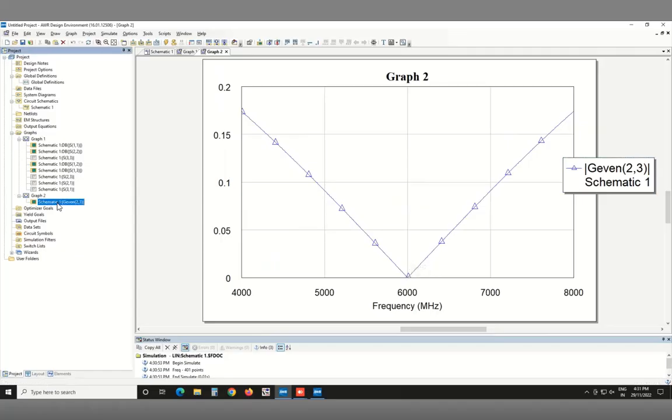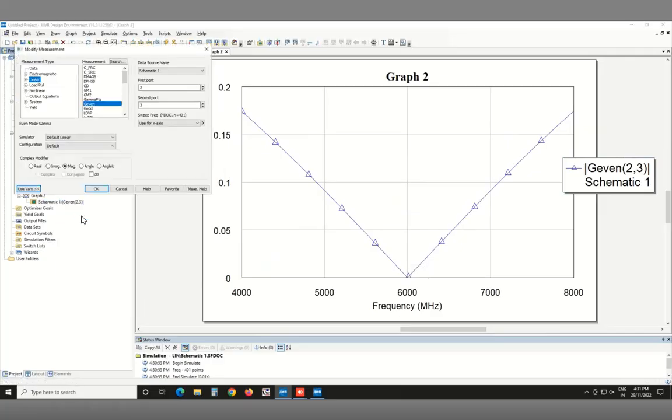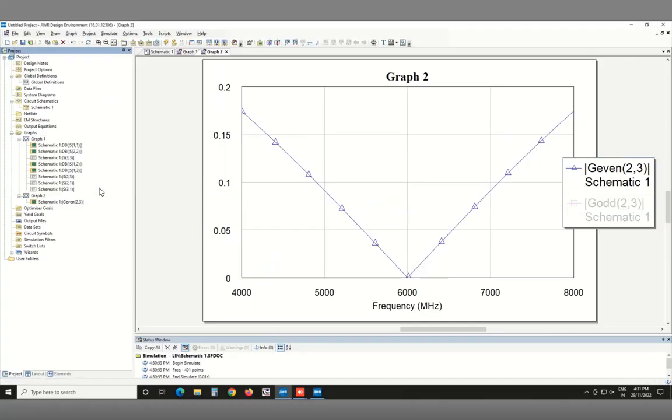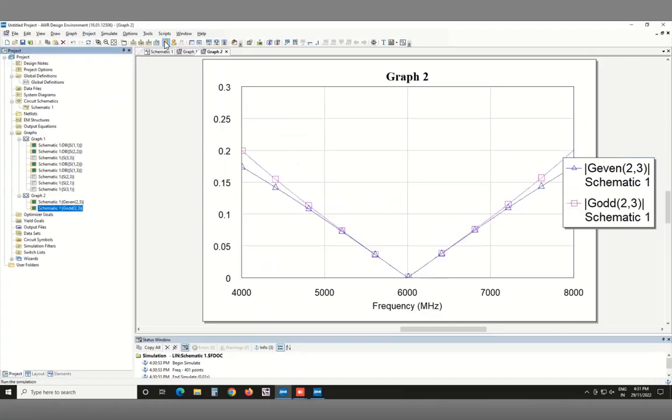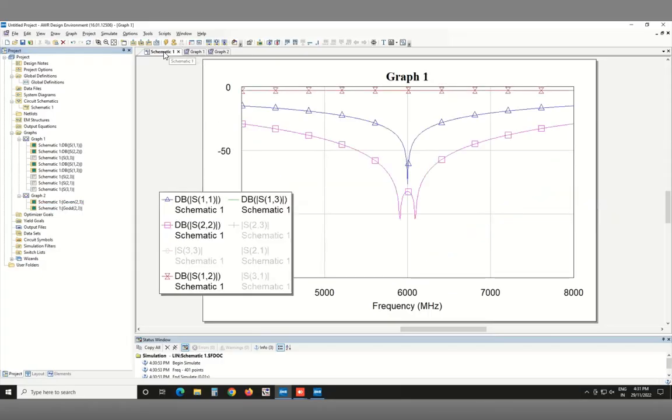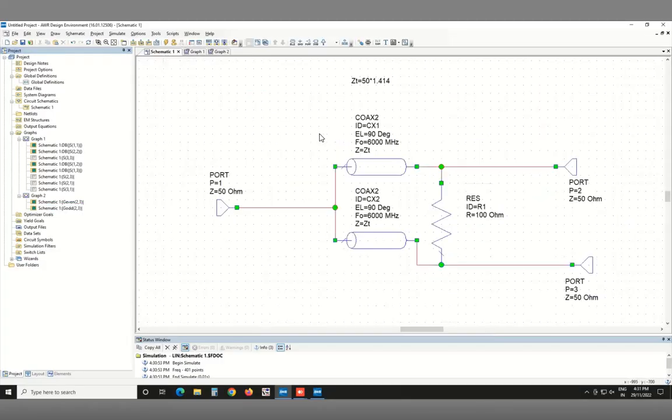Let's add odd mode gamma. And even that is 0, which is what we expect for this case. So we have just now independently verified for the individual ports, but also for even and odd mode excitation, which anyway had to be the same.